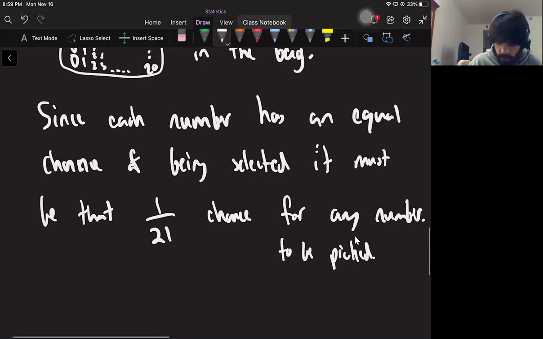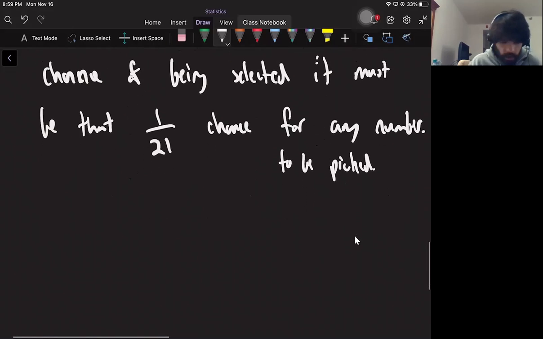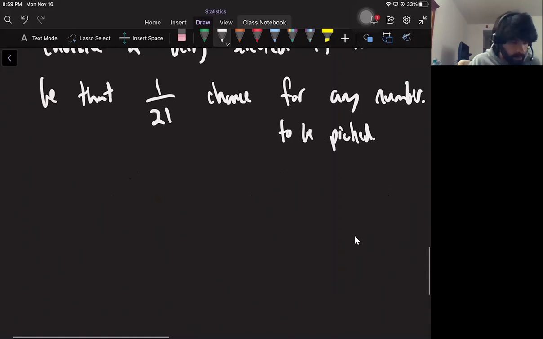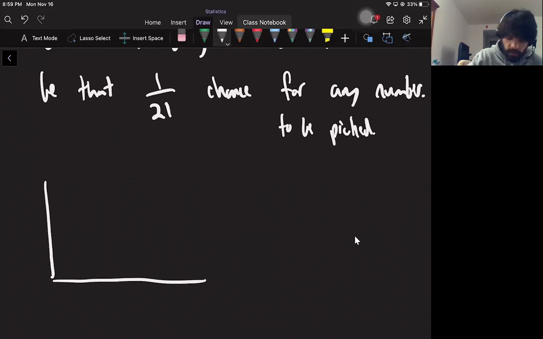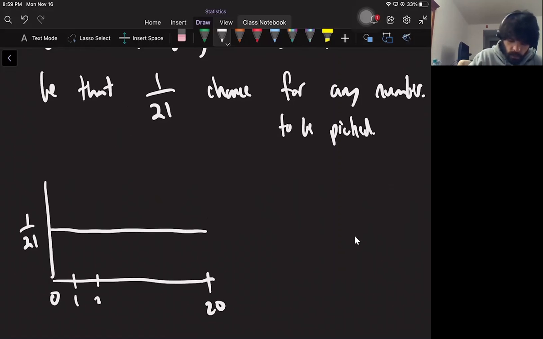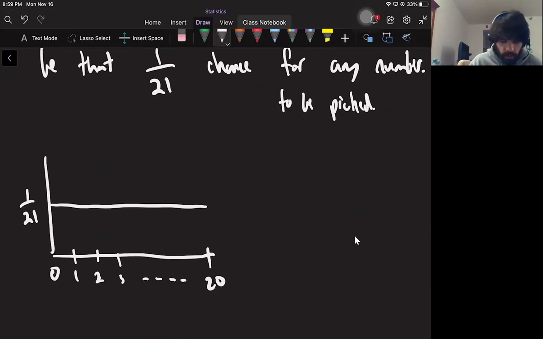So then you could think about this in a distribution sense with that little chart. But you could also think about it using a graph. So you could think about it this way. Each number from 0 to 20, but it's sort of divided into parts, so you can't pick decimals or anything, just the whole numbers from 0 to 20. They each have the same probability of being picked.